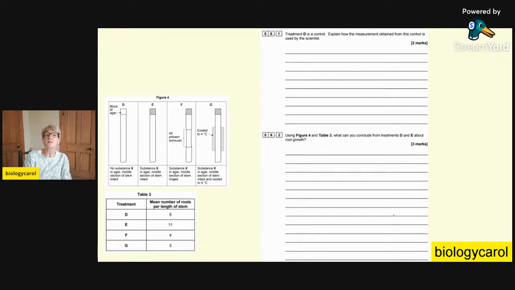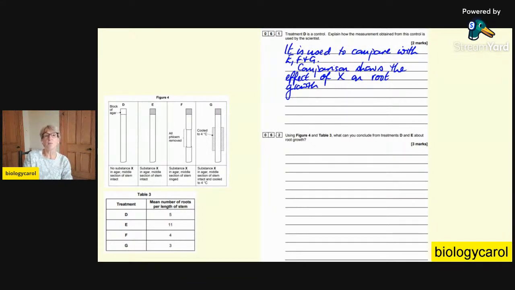Treatment D is a control. Explain how the measurement obtained from this control is used by the scientists. Well, a control is used to compare with all the other parts of the experiment, because a control is going to show you the effect of the active ingredient in the experiment, in other words, substance X. So this is what I said: it is used to compare with E, F, and G. The comparison shows the effect of X on root growth.